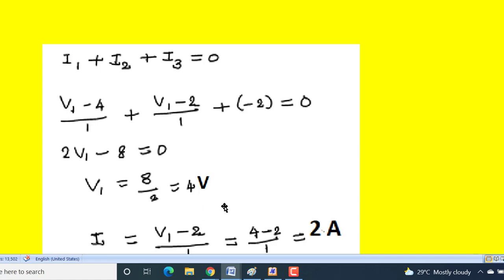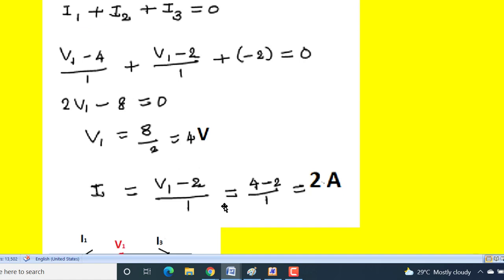Once we know V1, we can calculate the current I2, which is also called the I value.